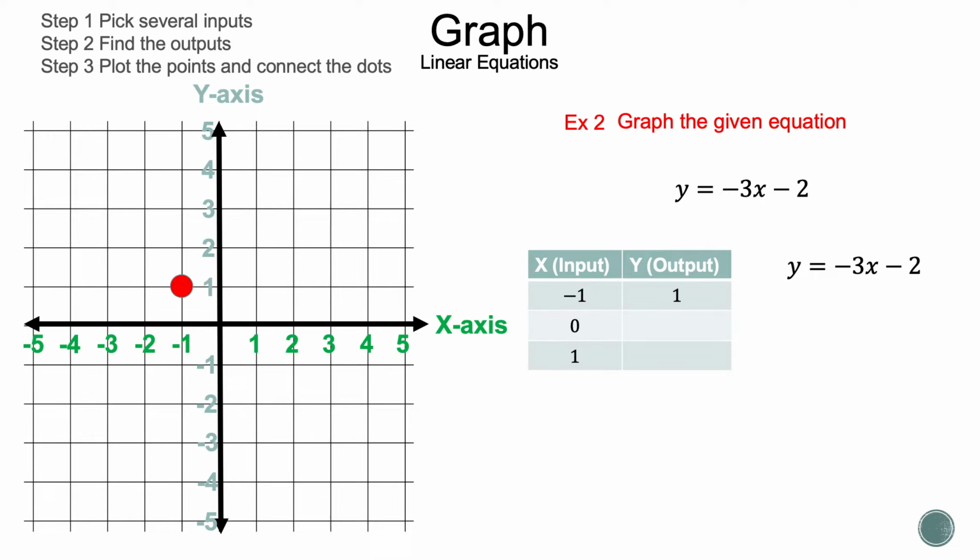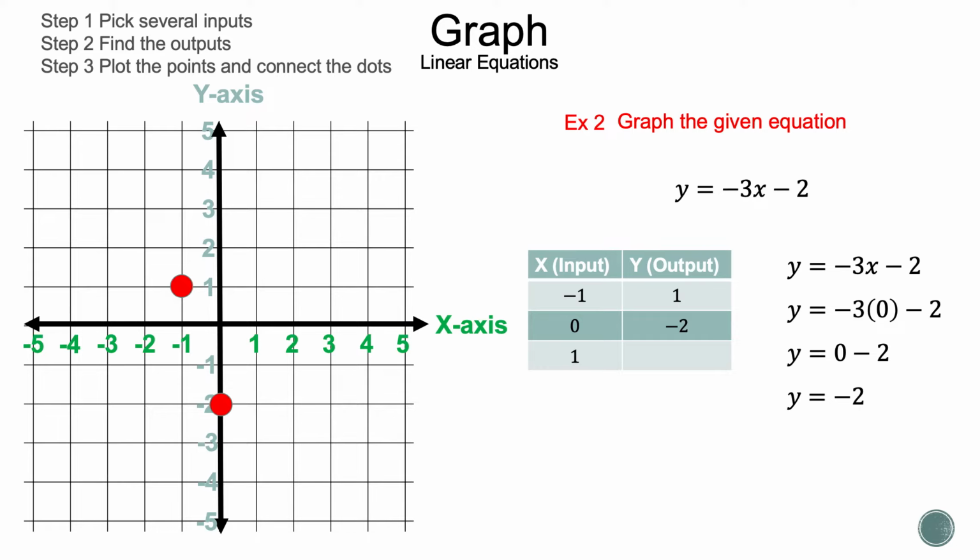And now we're going to focus on the next input, which is 0, and we substitute that in. Now we have -3 times 0 minus 2, and -3 times 0 is 0. And now we have 0 minus 2, and the result of that is -2. Plug that into the table, graph the point 0, -2, and now we have 2 points on the graph. So let's take a look at the last input.